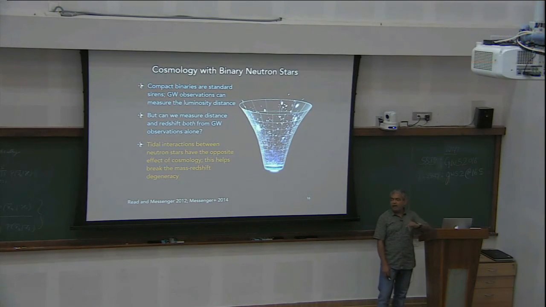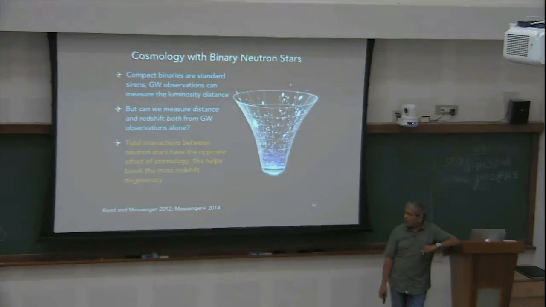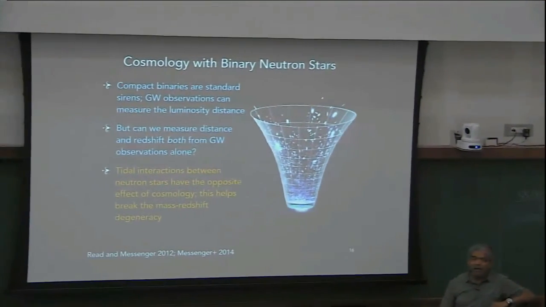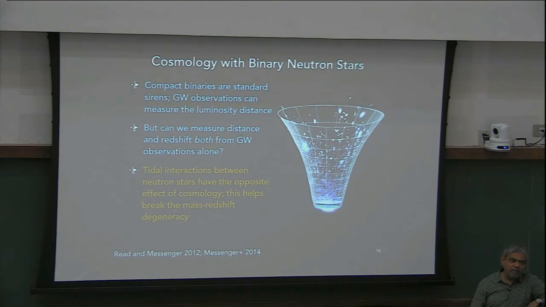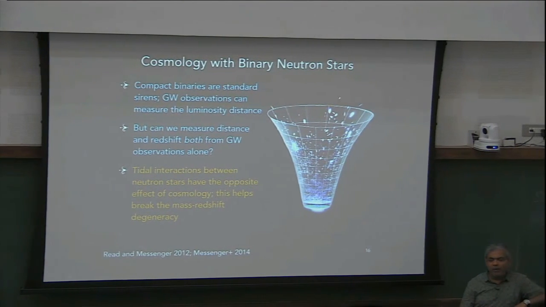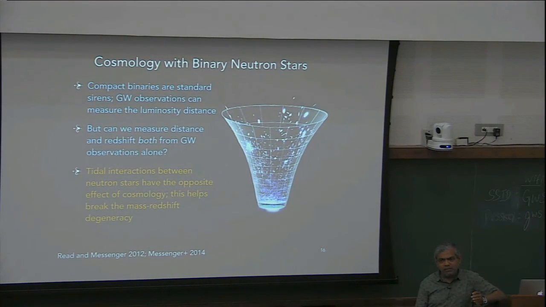You can do cosmological parameter measurements. And one of the topics that has been of interest to me is that by using the same tidal deformation, you can actually break the mass-redshift degeneracy that occurs in binary coalescences and measure the redshift to binary neutron stars by gravitational wave observations alone.